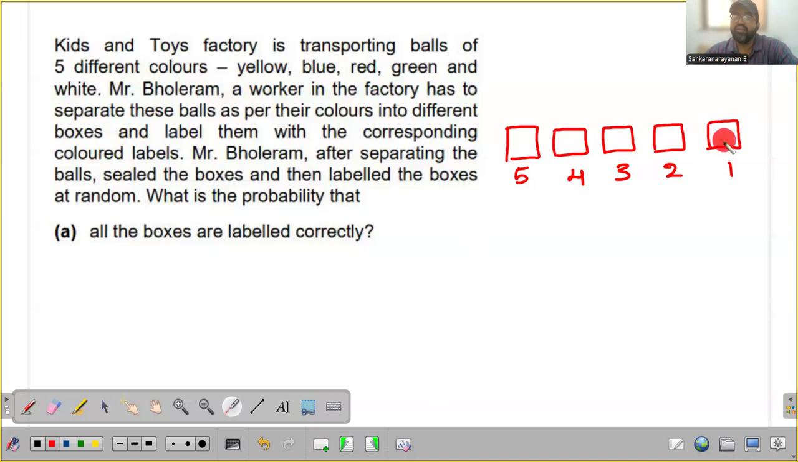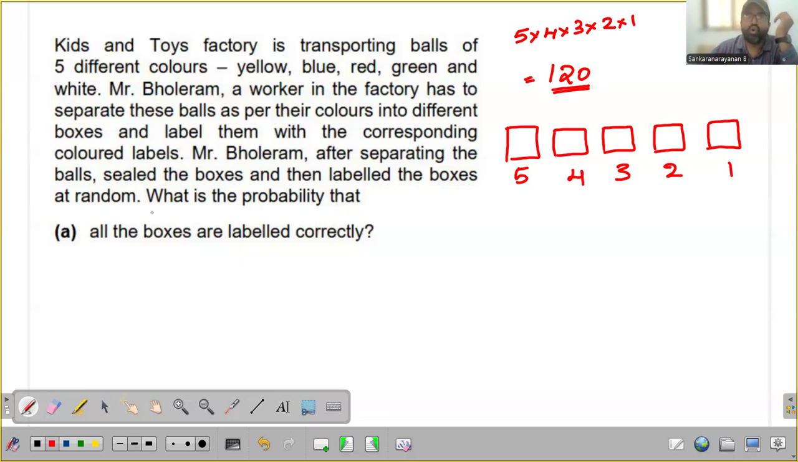Just observe this. The boxes are here. When you stick the labels, there are 5 labels you can stick here, 4 labels remaining, 3 labels remaining, 2 remaining, 1 you can stick here, whatever remaining. So the number of ways you can stick the labels onto the corresponding boxes is equal to 120. What is that 120? It is nothing but 5 into 4 into 3 into 2 into 1. This many, 120 ways, you can stick the labels onto these boxes.